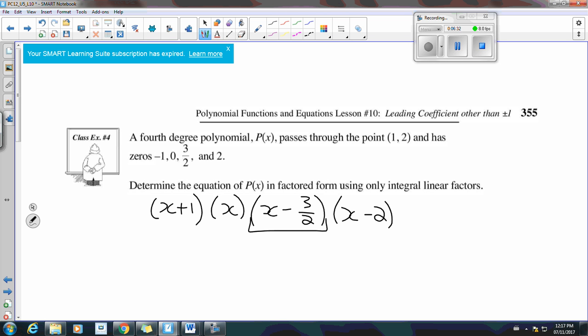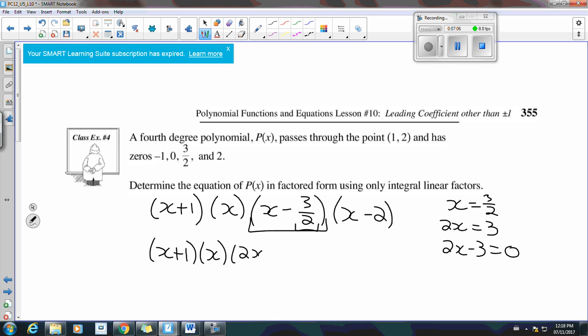The problem is right here. Determine the equation in factored form using only integral linear factors. So this right now is not an integer. So we need to find another factor that has a zero of 3 over 2. Well, we can kind of work backwards from this. So that's the zero. If we multiply both sides by 2, that gives us 2x. Subtract 3 from both sides. We could see that one possible factor would be 2x - 3.